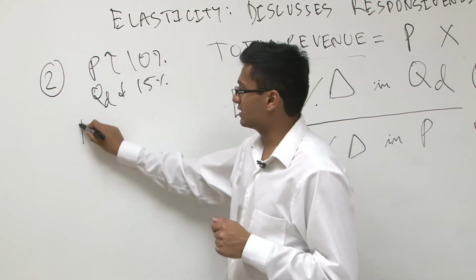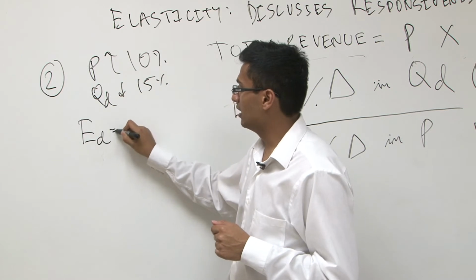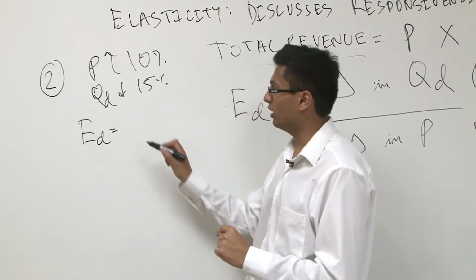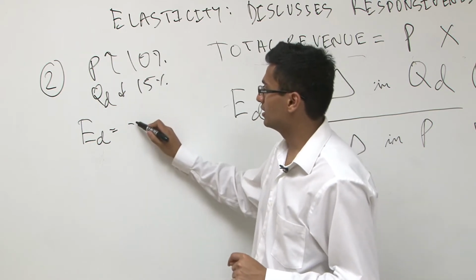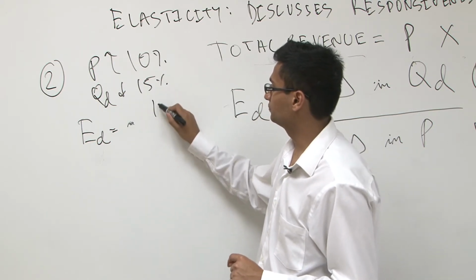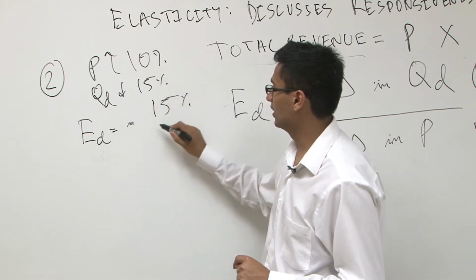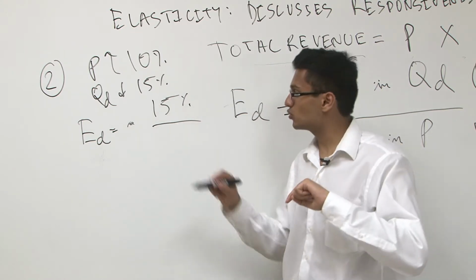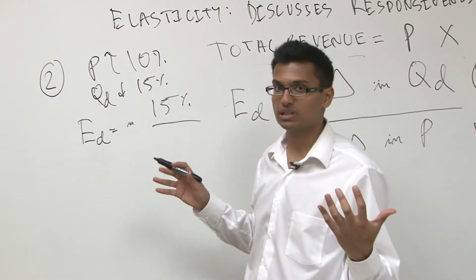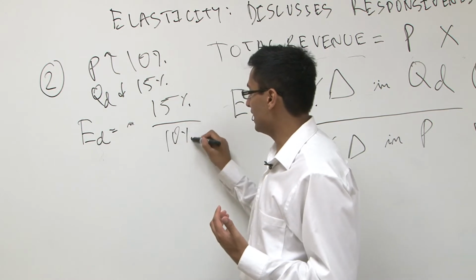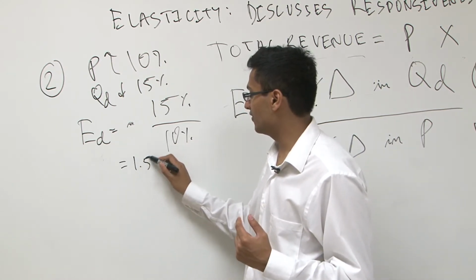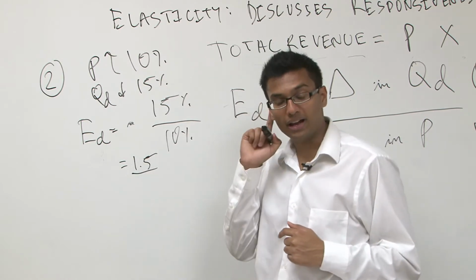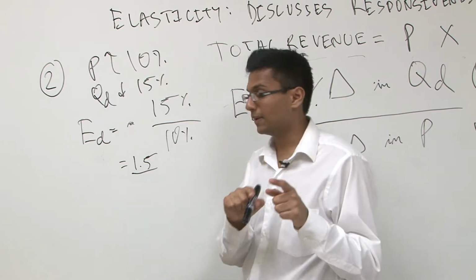So what is my ED? My ED, elasticity of demand, is equal to the percent change in quantity demanded, which is 15%, over the percent change in price, which was 10%. In all examples, it was 10%. You divide that, what does that equal to? 1.5, right? Everyone see that? 15 over 10 is 1.5.